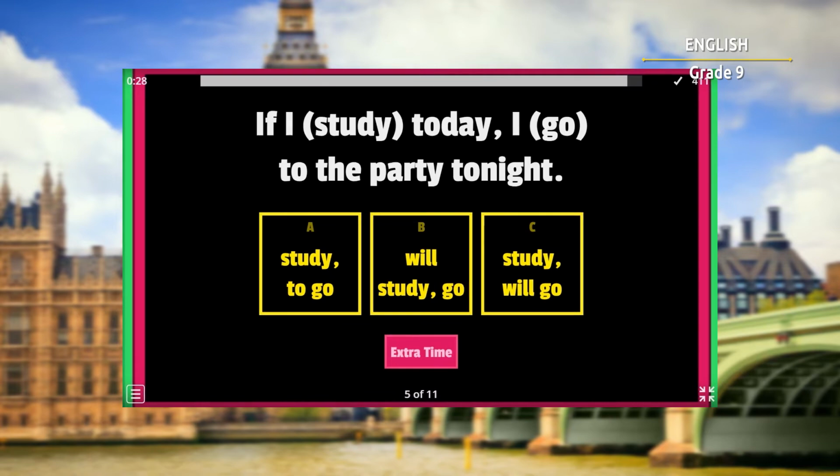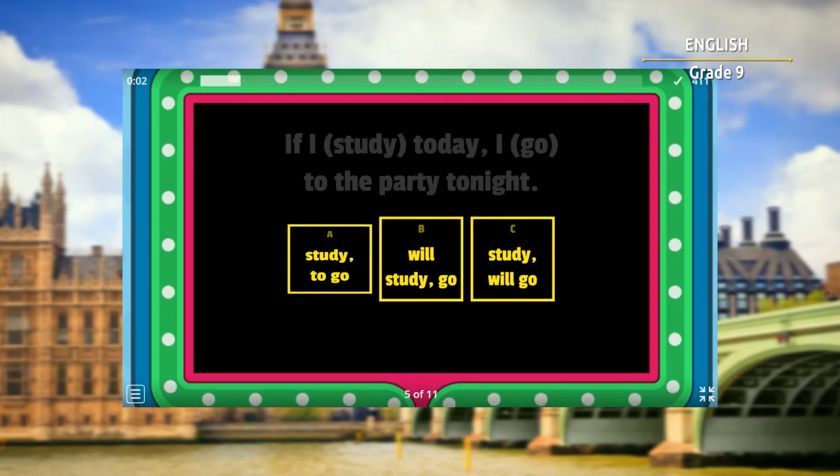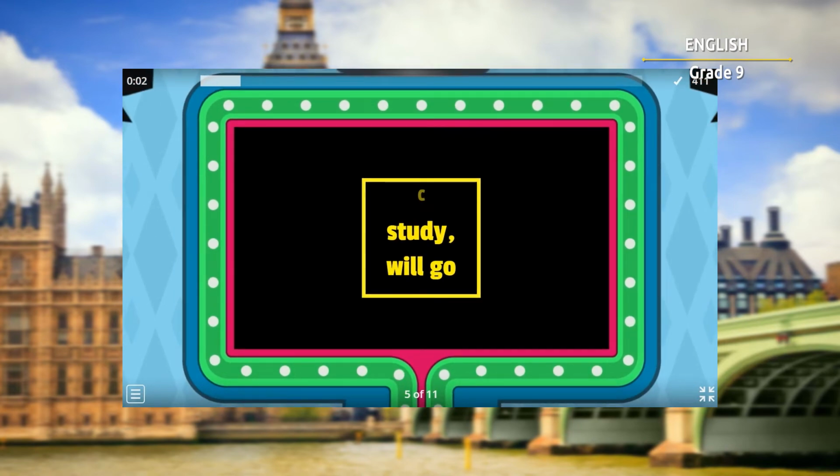Now look at this sentence. If I study, will study. So what variant is okay? In the if clause, we use present simple. If I study, A or C. In the if clause, we use present simple, and in the main clause, we will use will. So let's check. I think it's C. Yes, this is the correct answer.